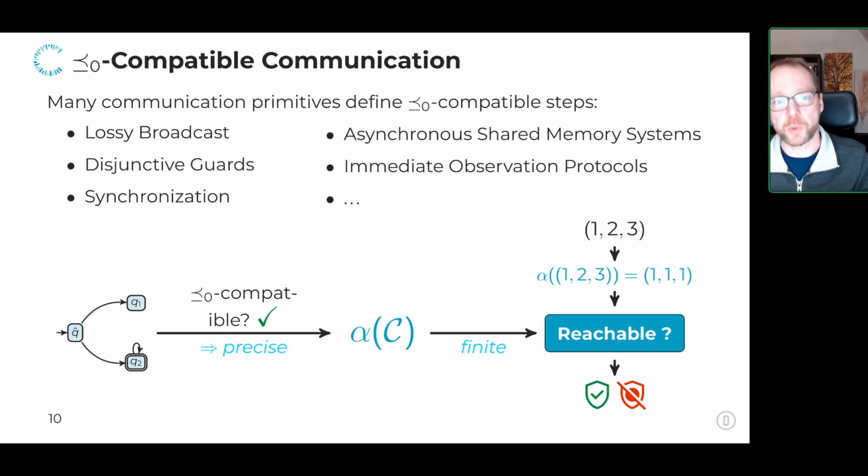So that's what we get for all of these systems, just by identifying this relation between the 0, 1 well-quasi order and the 0, 1 abstraction of the transition system.